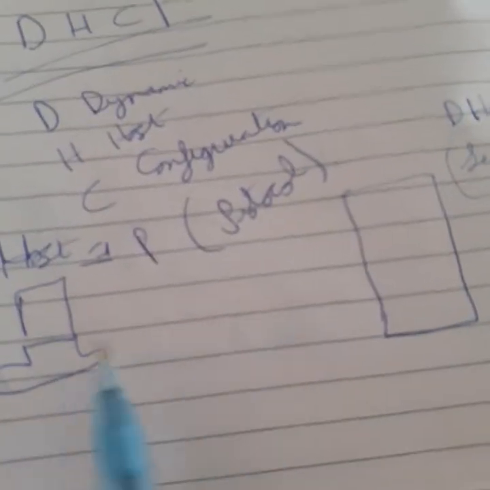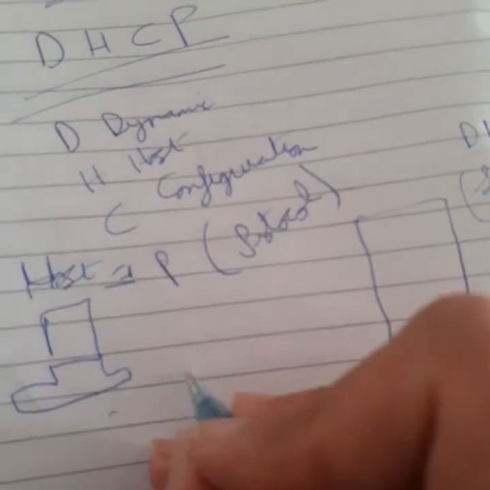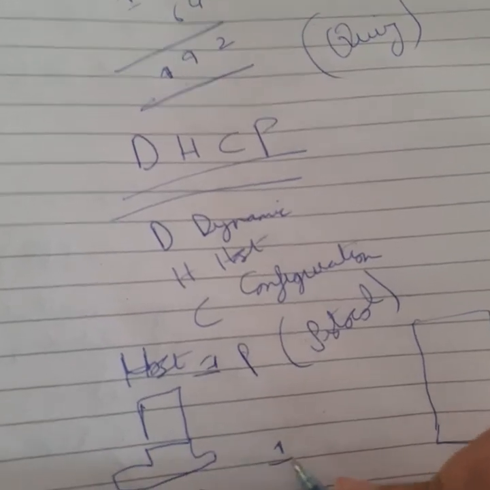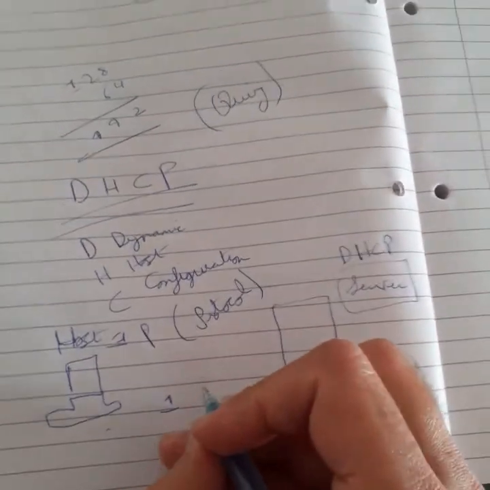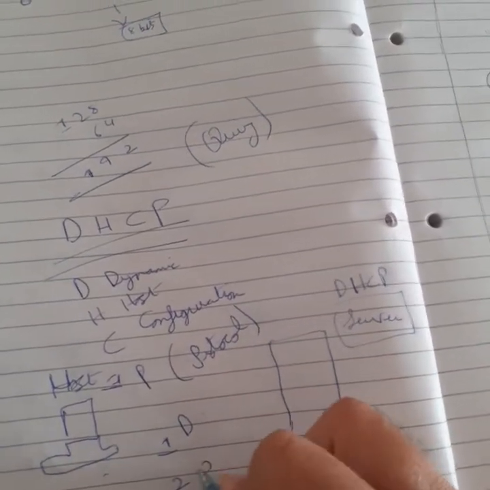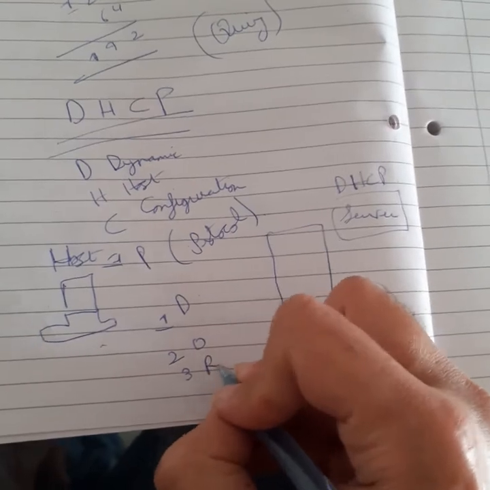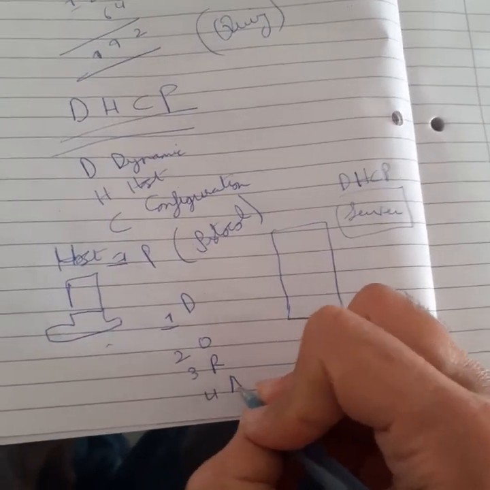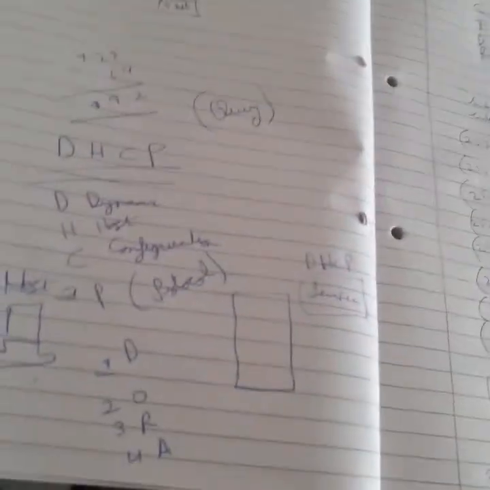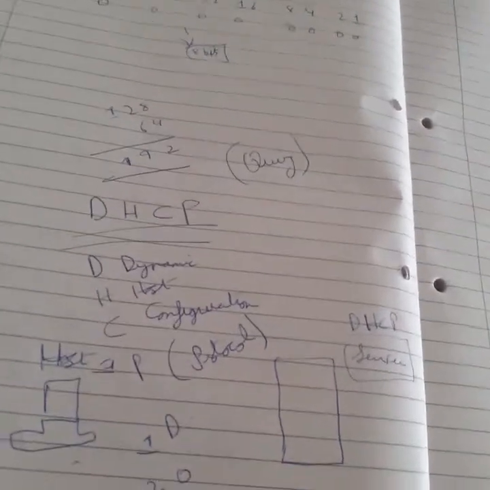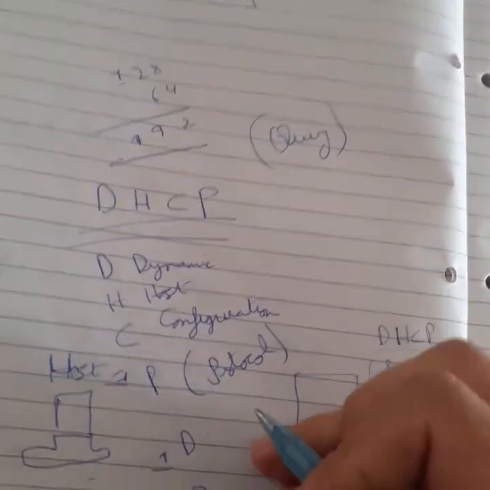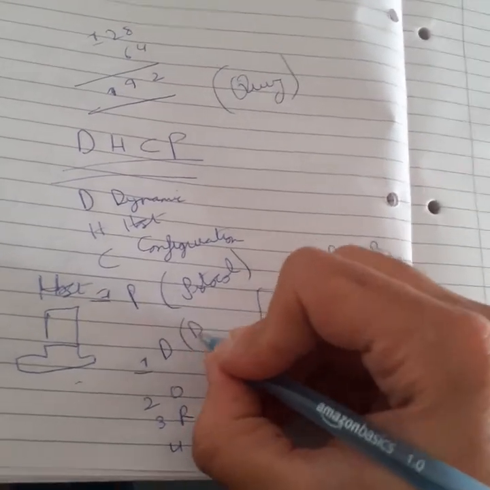So, right, let me just explain the process. Here, how it operates is, part number one is D. It's very easy. Part number 2 is O. Part number 3 is R. Part number 4 is A. Dora. Dora the Explorer. Anyone remember? No, it's not Dora the Explorer. I'm so sorry. I'm becoming so naughty. Right.